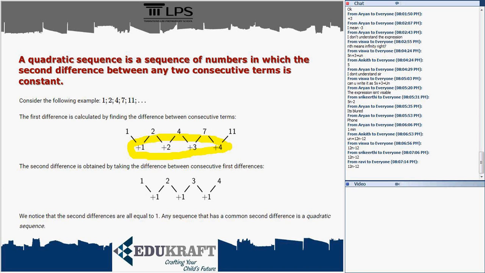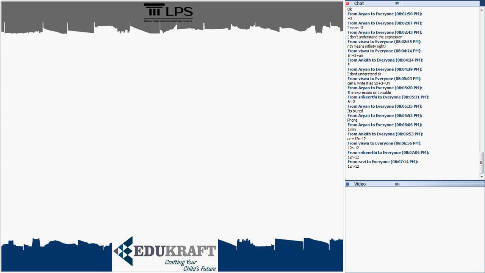So these are all quadratic sequences. Okay.